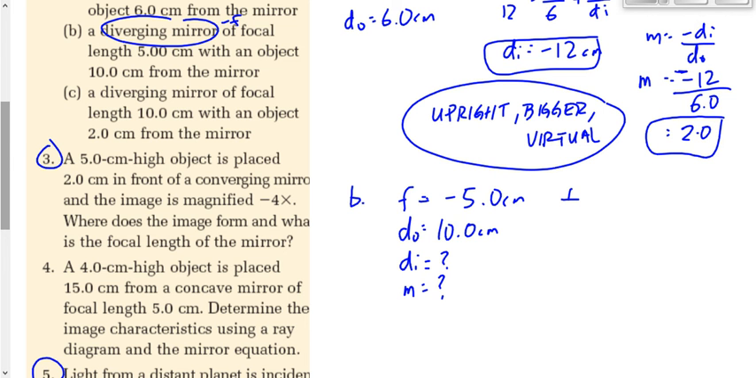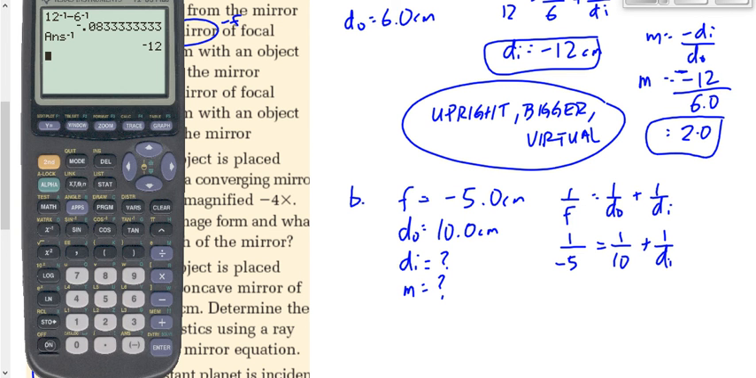Let's say 1 over F is equal to 1 over DO plus 1 over DI. 1 over negative 5, be careful with the negative there, equals 1 over 10 plus 1 over DI. Let's do this one on our calculator as well. Negative 5, x to the minus 1, subtract 10, x to the minus 1, flip it over, negative 3.33.